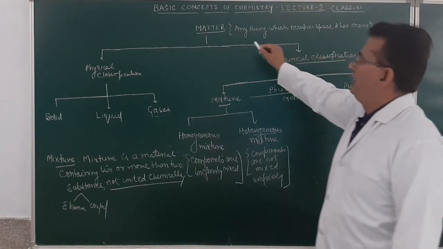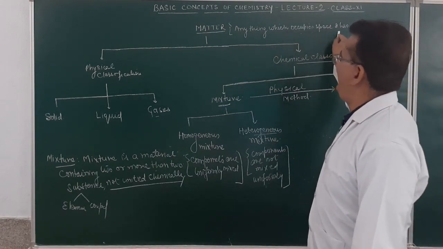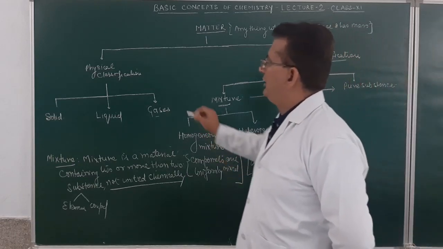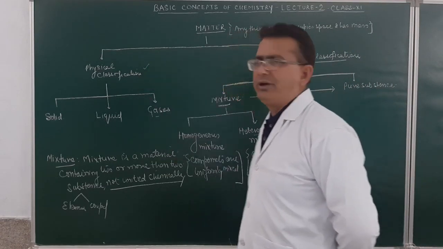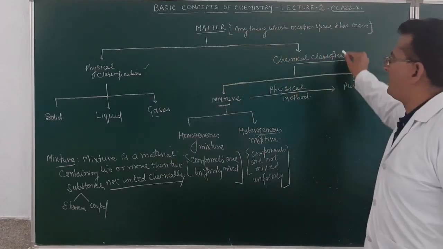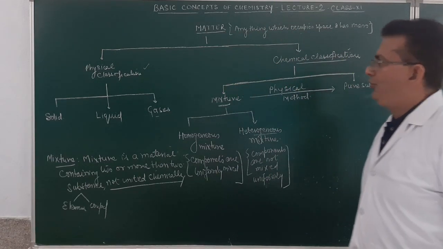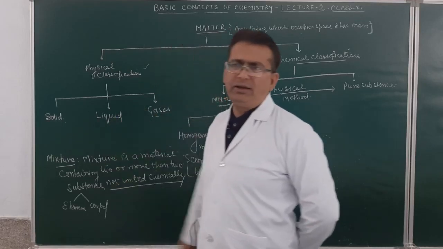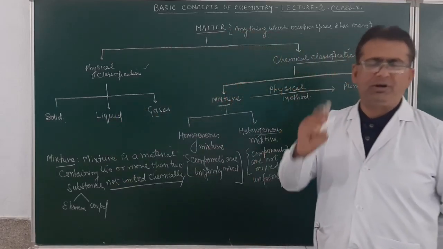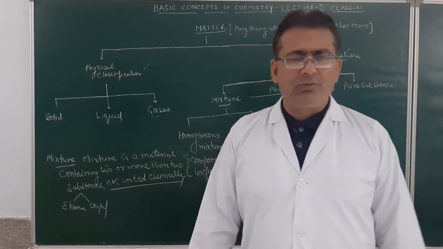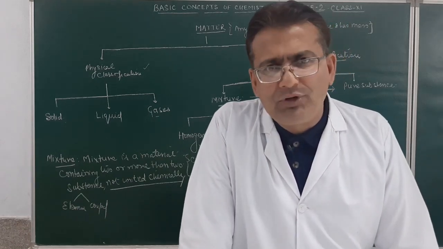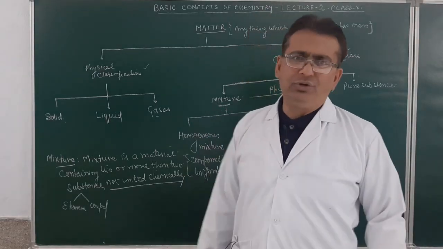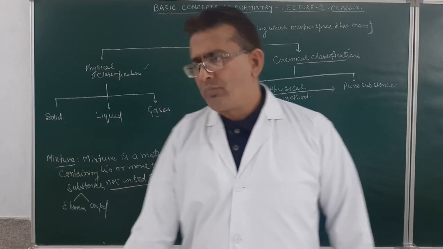So, matter is something which occupies space and has mass. If you go for the classification of matter, there are two ways, either the physical classification or the chemical classification. Physical classification can either be solid, liquid or gas. This will become a chapter in the syllabus, States of matter. In class 11, we will be discussing the gaseous state and the liquid state. In class 12, we will be discussing the solid state of matter.